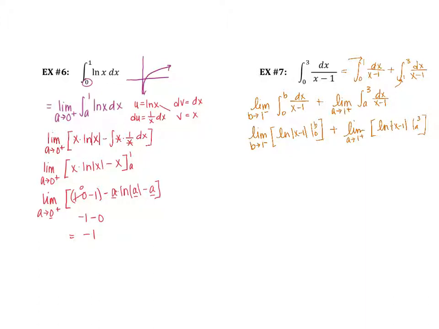So plugging in here, we're going to have the limit as b approaches 1 from the left of the natural log of the absolute value of b minus 1. And then I've got a 0. If I plug in 0, I'm going to get 0, plus the limit as a approaches 1 from the right of, and if I plug in here, I'm going to have the natural log of 2 minus the natural log of the absolute value of a minus 1.